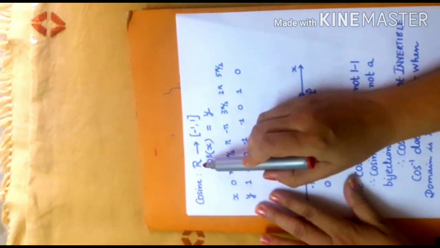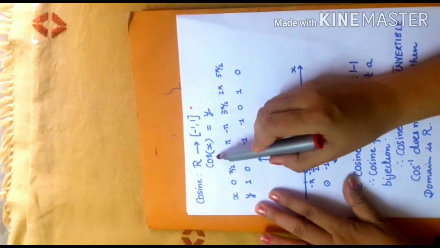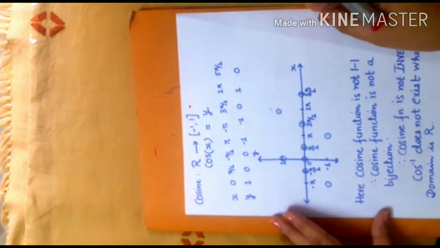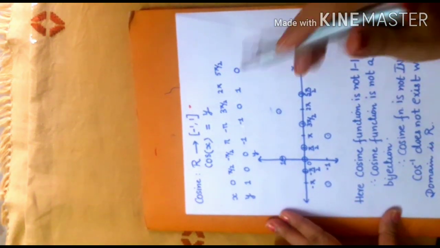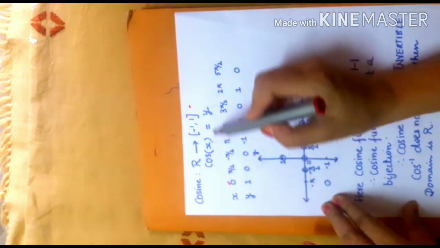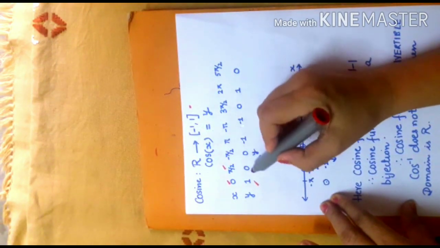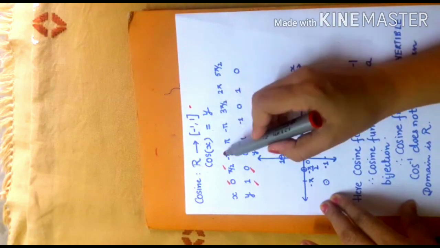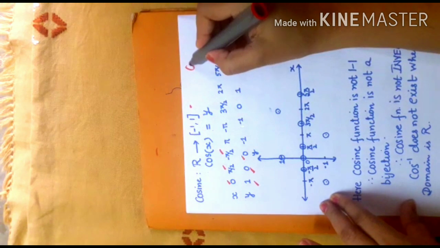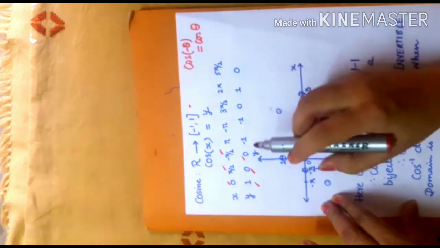the cosine function is from R to the closed interval minus 1 to 1, defined by cos x is equal to y. So first, let's plot the graph of the cosine function. Let's take a few points. When x is 0, y will be cos 0, which is 1. When x is pi by 2, cos pi by 2 will be 0. When x is minus pi by 2, again y will be 0, because we know that cos of minus theta is the same as cos theta.